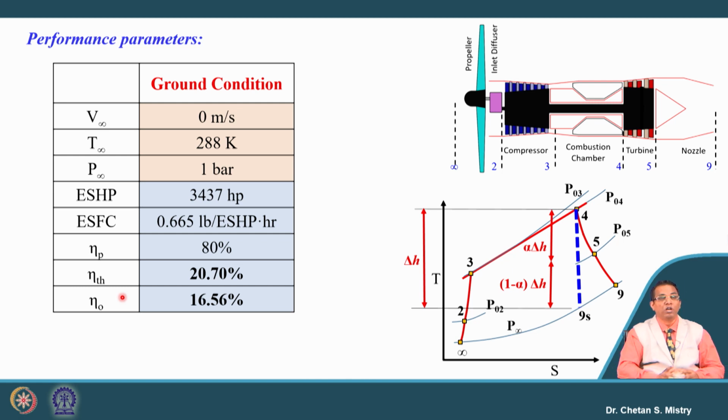I am sure this will give you all the confidence in doing the cycle analysis. Here in this case, we will not be discussing the effect of variation of different parameters on the performance. That we will discuss in the next discussion for the 2-spool configuration, where we will have a detailed discussion of the effect of different parameters on the performance.